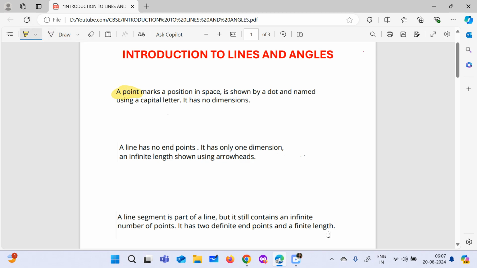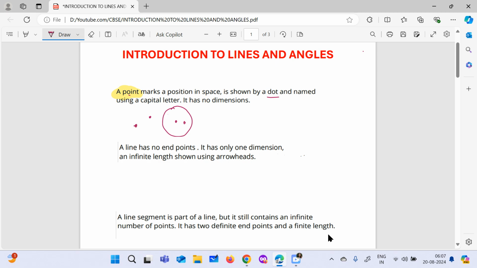What is a point? See, a point marks a position in space. A point is shown by a dot and named using a capital letter. A point has no dimension. So, a point marks a position in space. So, suppose I have a circle here, then I have a few points here and a few points here.